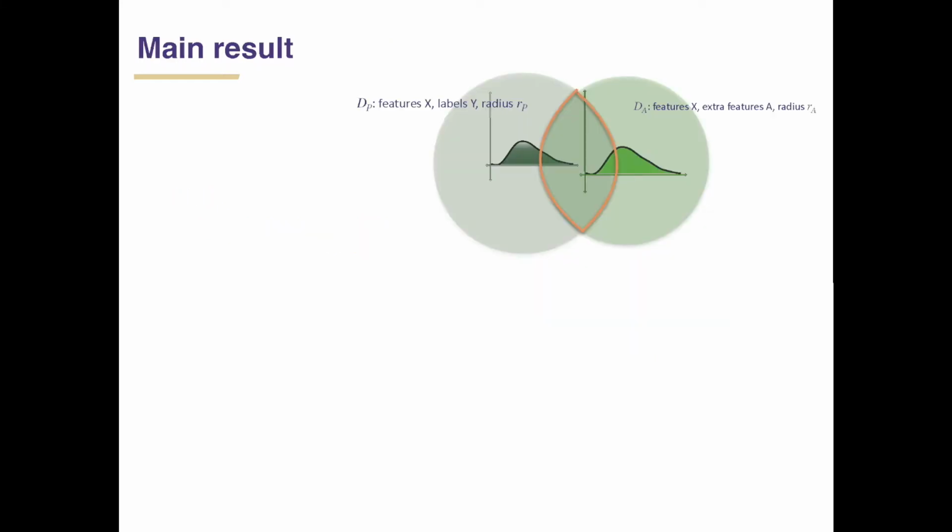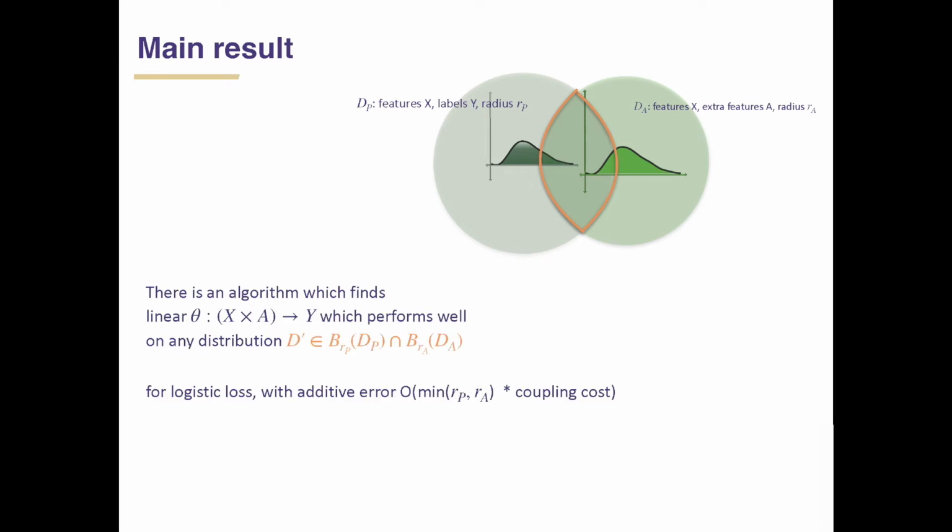Okay, so the main result that we have here is, if we think about these two different data generating distributions, we design an algorithm that finds linear models that use both the features from both data sets and this additional feature information to predict the label Y that we have on the first data set. And we do it in such a way that we can guarantee that it performs as well as possible on every distribution that is not too far away from both of those training distributions.